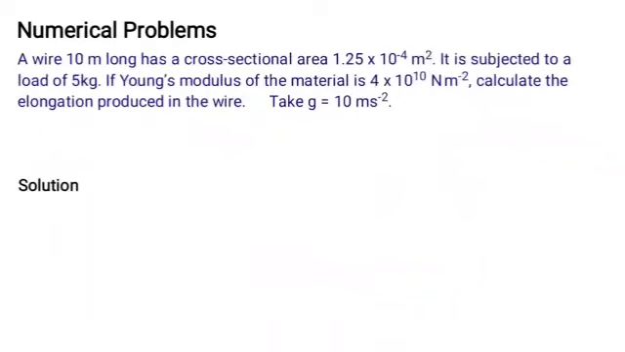A wire 10 meter long has a cross-sectional area of 1.25 into 10 power minus 4 meter square. It is subjected to a load of 5 kg. If Young's modulus of material is 4 into 10 to power 10 Newton per meter square, calculate elongation produced in the wire. Take g is equal to 10 meter per second square.